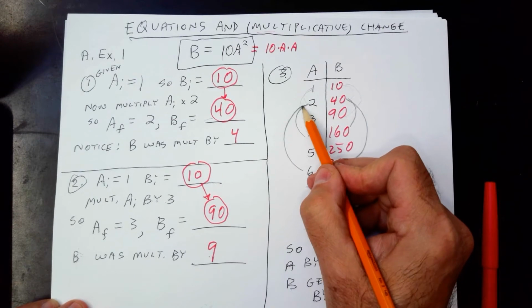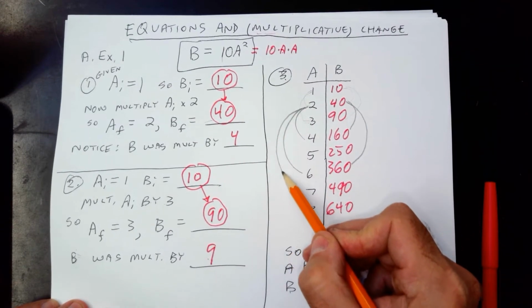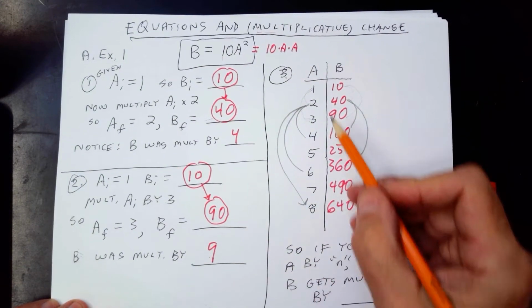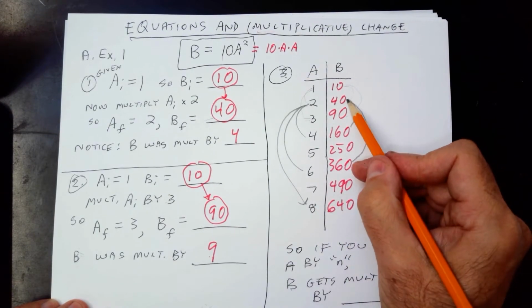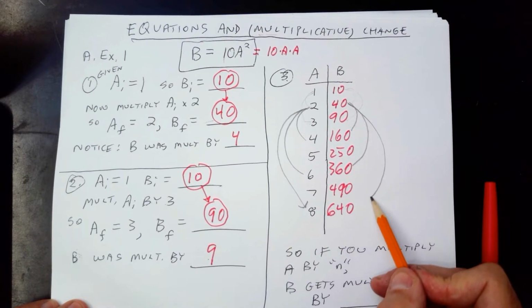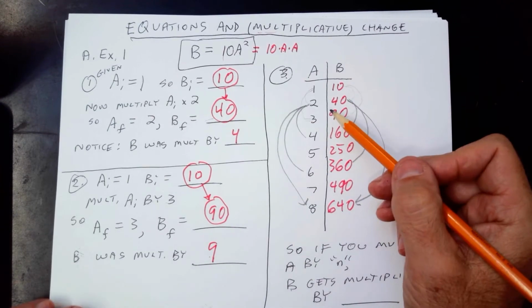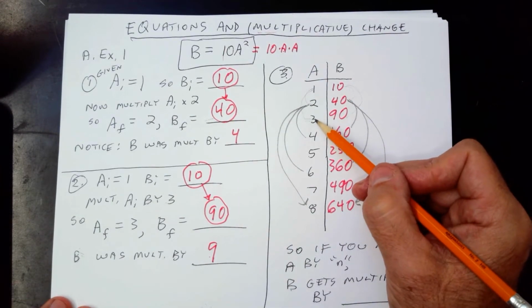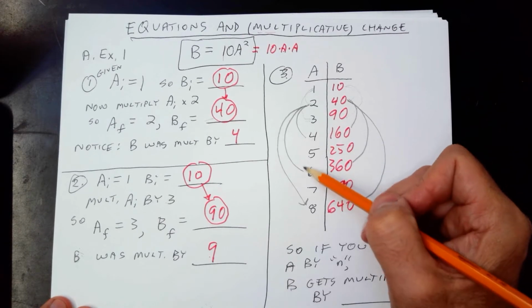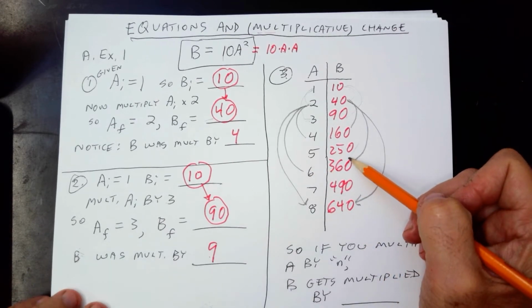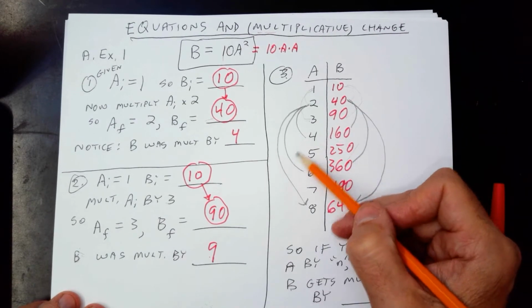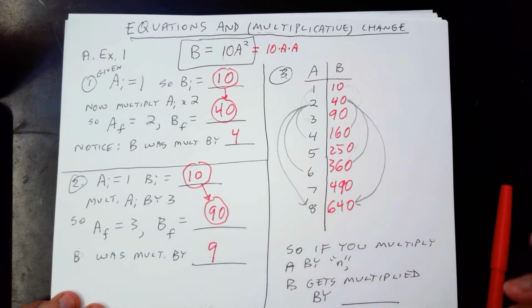And then finally, if you start with a equals 2 and multiply it by 4, going from 2 to 8, we expect b to get 16 times bigger, and you can check that and verify that it does. A table like this can also help you because you can start somewhere else. You could start with 3 and double it to 6, and look what happens. It does what it's supposed to do. Start with 4 and double it to 8. You can see the correct thing happens.